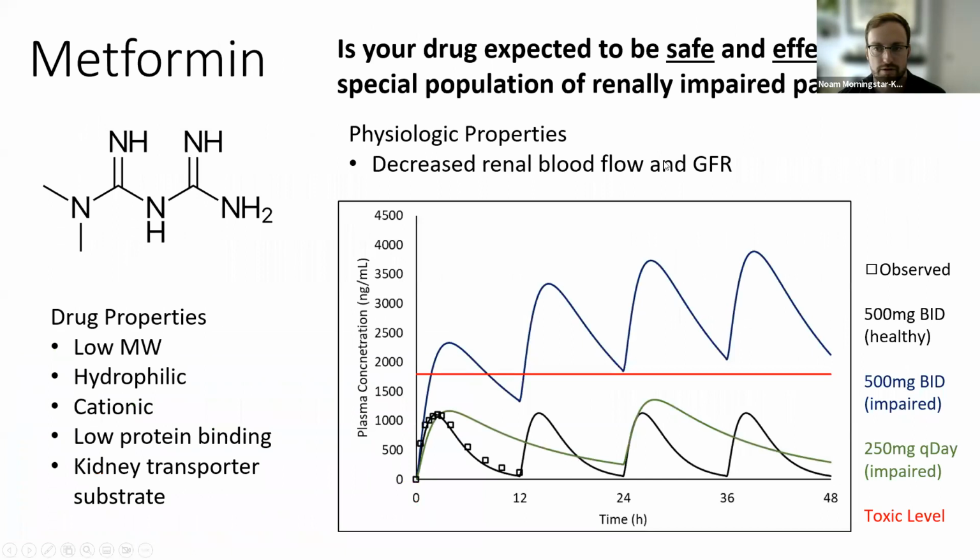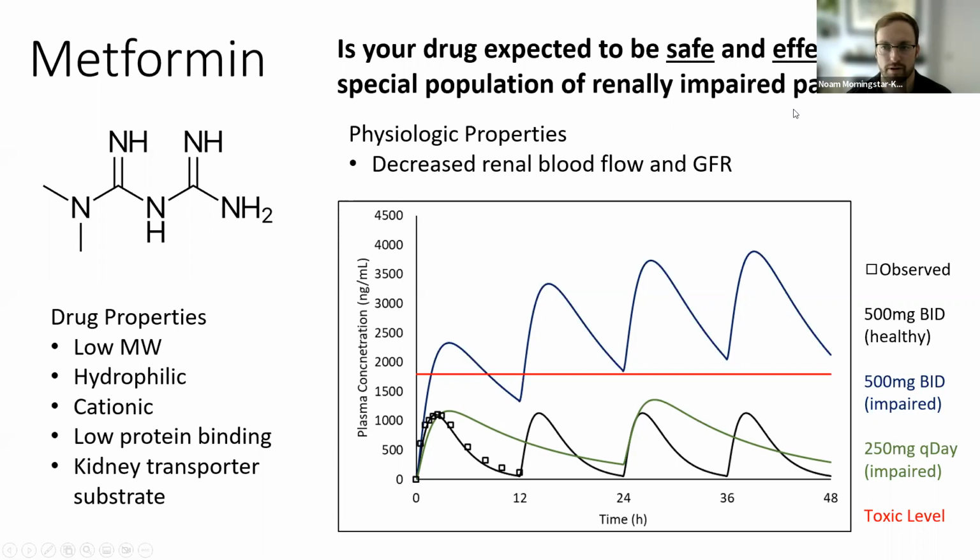And so to go through some examples of how the students applied this, let's look first at the metformin. Is your drug expected to be safe and effective in a special population of renally impaired patients? Of course, we know metformin: small drug, hydrophilic, charged, low protein binding, filtered well through the kidneys. It's also a transporter substrate. So renal clearance is going to be a major player for this drug, hence the renally impaired patients.